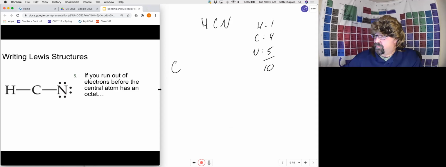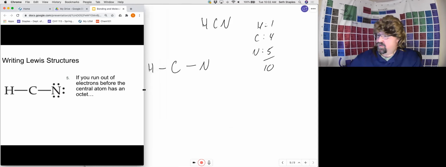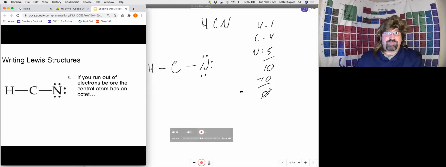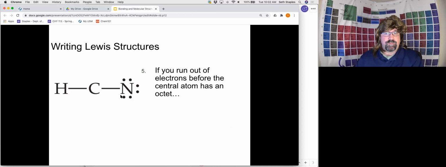And so we start with carbon in the middle, our least electronegative, hydrogen and nitrogen. We do single bonds, and then lone pairs around our outer atoms, and then boom. So now we've used up all of our electrons. So I just walked you through the process pretty quickly for how we get to here. So we've used all of our electrons, but carbon does not have an octet. Hydrogen does. Remember, hydrogen's octet is 2.